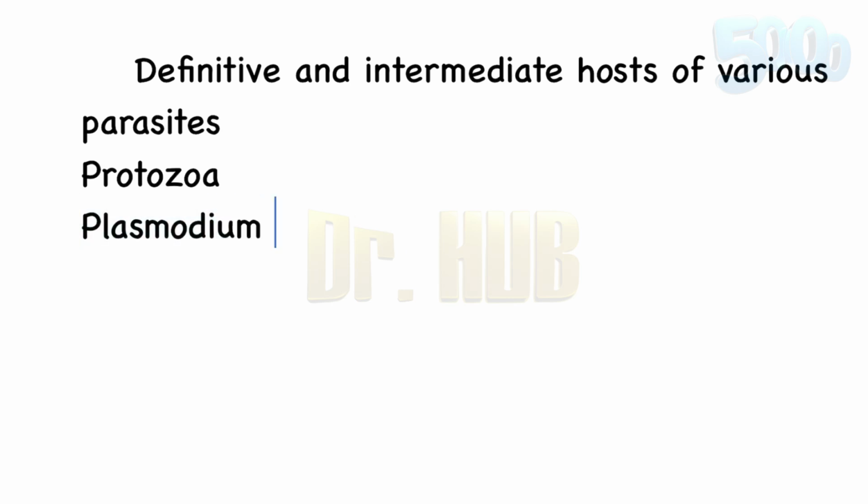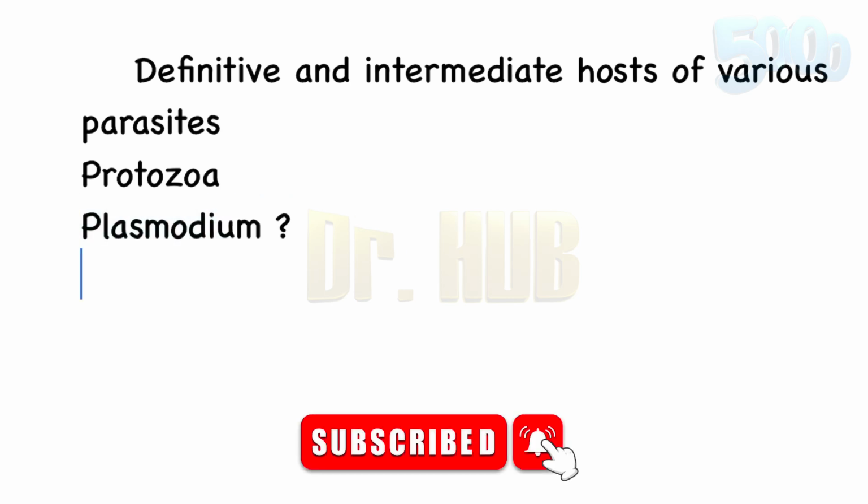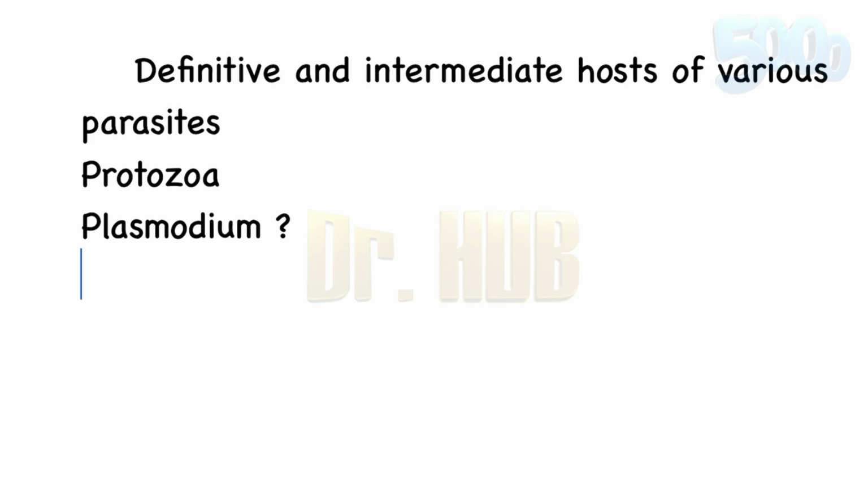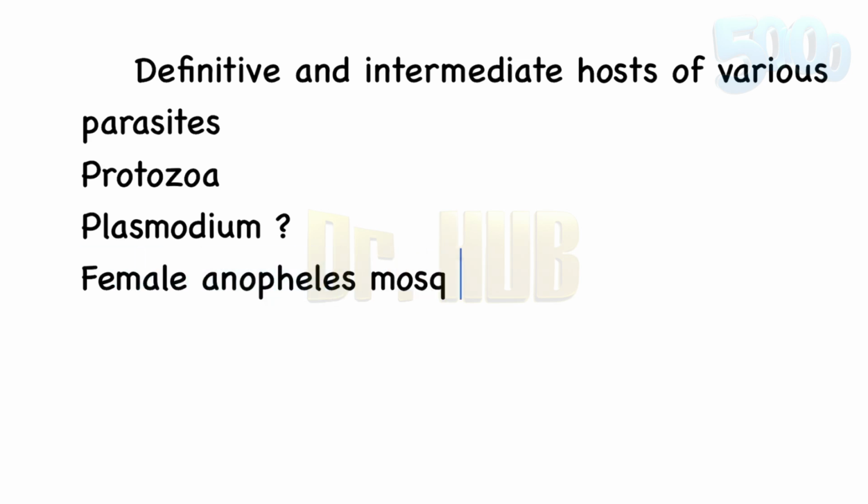So how is the Plasmodium species? There is a definitive host and an intermediate host. In case of the definitive host, it is the female Anopheles mosquito, and the intermediate host is the man. In Babesia, the definitive host is a tick, and the intermediate host is the man.